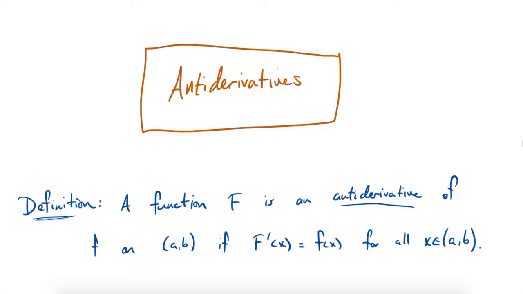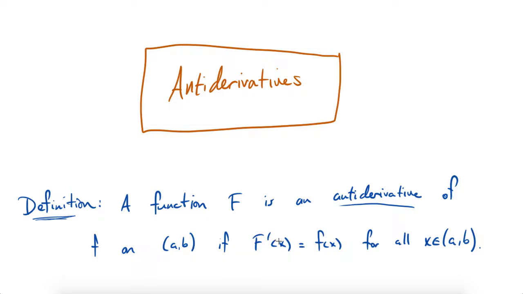And as you might imagine, undoing the derivative process is much harder than doing the derivative process. So let's dive in a little bit, first just with a definition. A function capital F is an antiderivative of little f on a particular interval if when you take the derivative of capital F, you get little f.